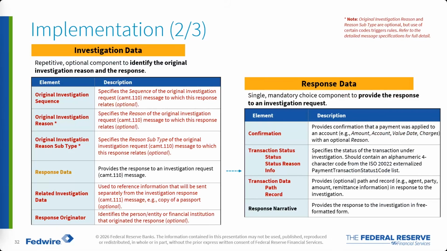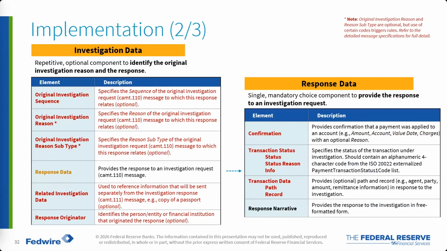What we're enabling to enhance automation of investigations and their resolution are the top three rows that we will cover now. Now, the confirmation element would be used if this was an investigation about the application of amounts to an account to confirm the details of a successfully applied transaction. So if somebody asks a question about an amount, a value date that was applied, charges, you can respond here and you can confirm that the transaction was successfully processed and applied to the beneficiary's or the creditor's account and provide that information.